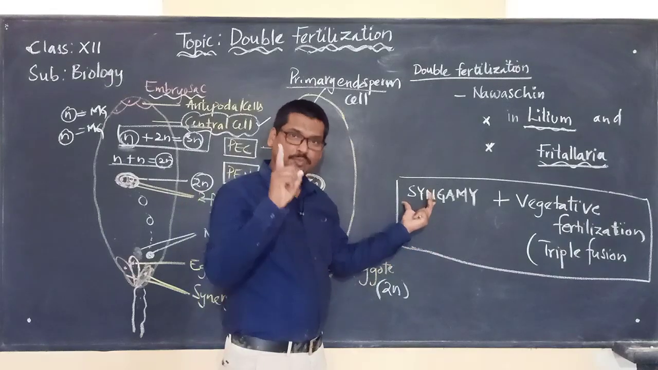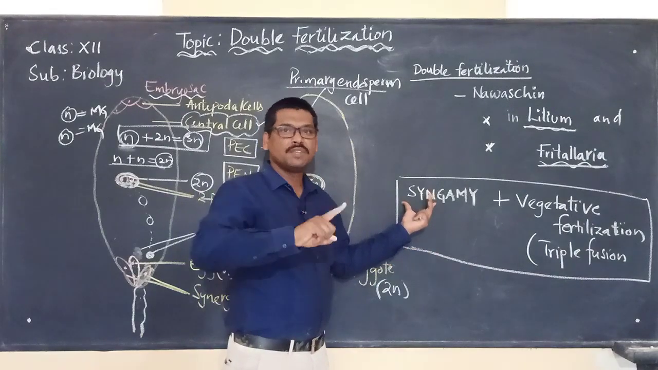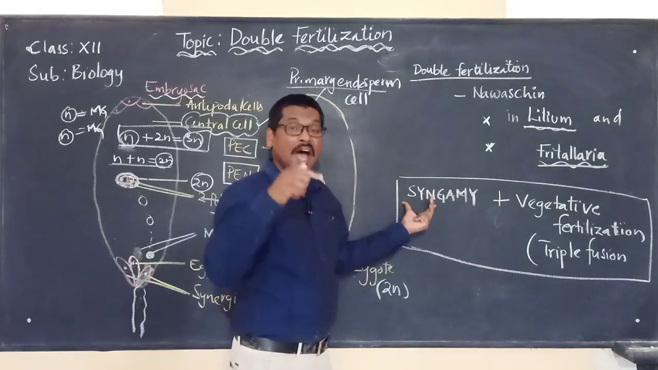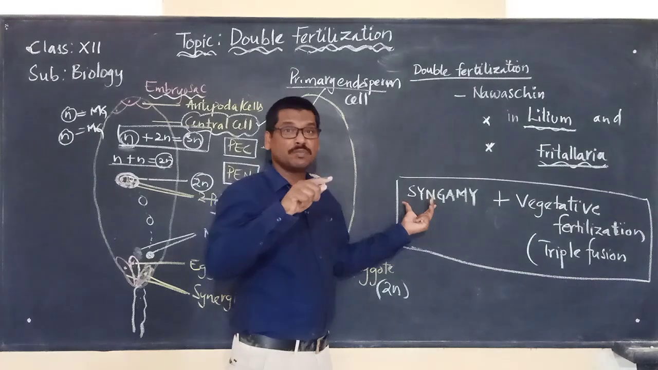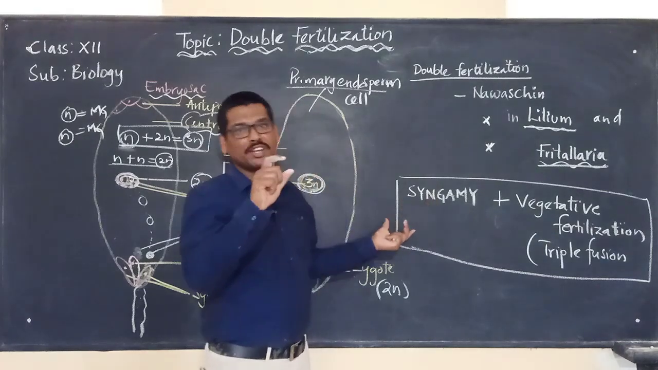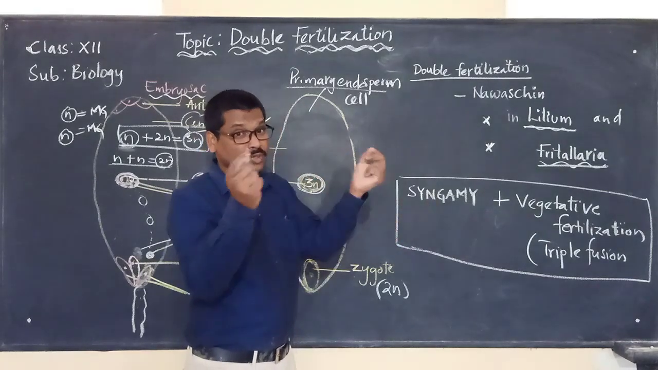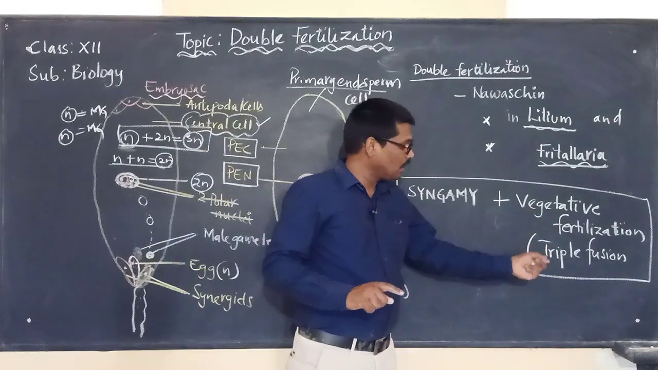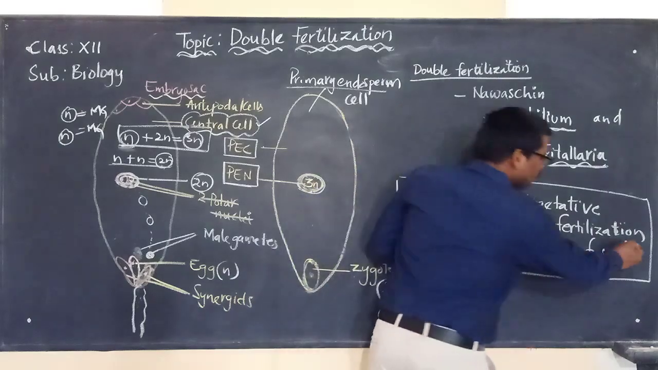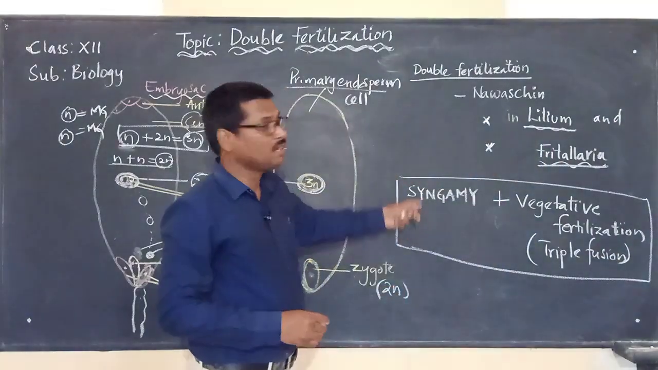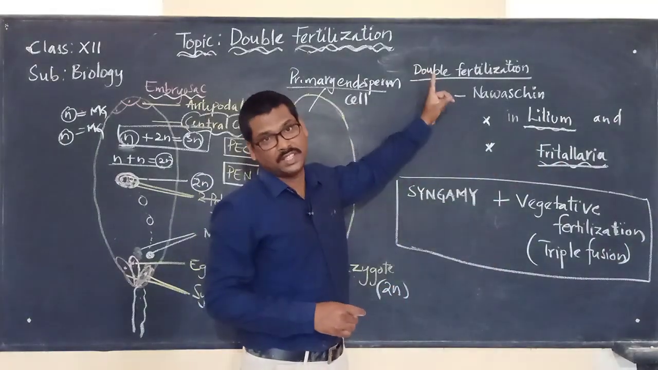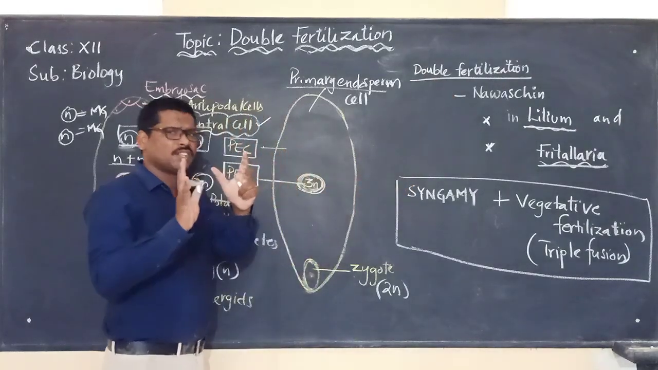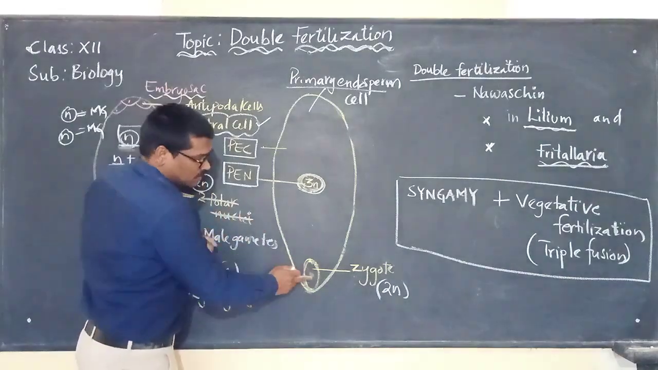So what is double fertilization now? Syngamy is the fusion of one male gamete with the female gamete, the egg, to form the diploid zygote. Another male gamete fuses with the secondary nucleus, or diploid nucleus, which is formed by the fusion of two polar nuclei. This is called vegetative fertilization, otherwise triple fusion. These two together we call double fertilization.